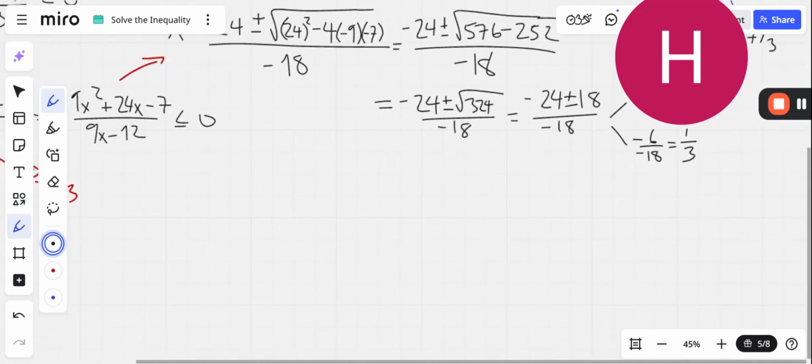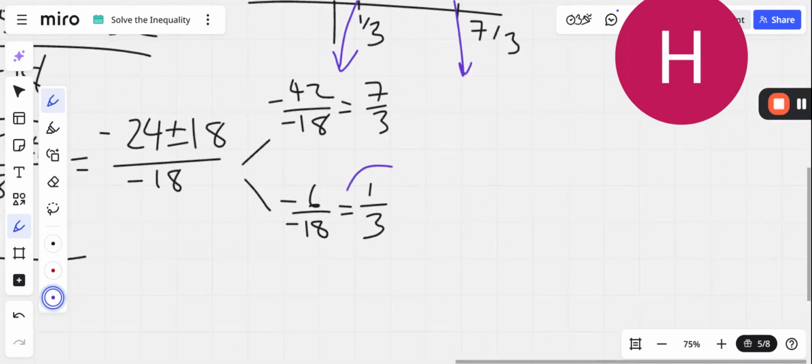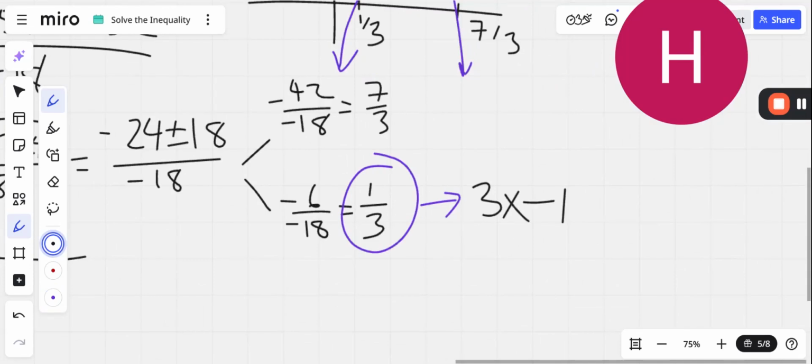How are we going to use the chart here? Well, we're going to put a number line with our important zeros: 1/3, 4/3, which is a 0 for the denominator, and 7/3, which is the second 0 of the numerator, the quadratic. If you'd like, you can extrapolate from this and figure that one of the factors would be 3x minus 1, and one of the factors would be 3x minus 7.